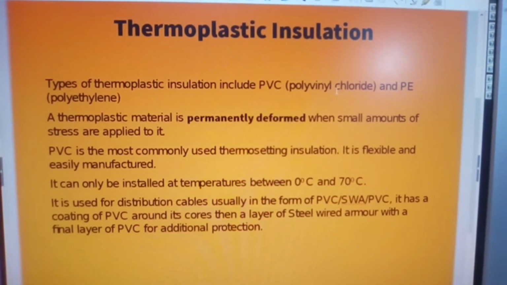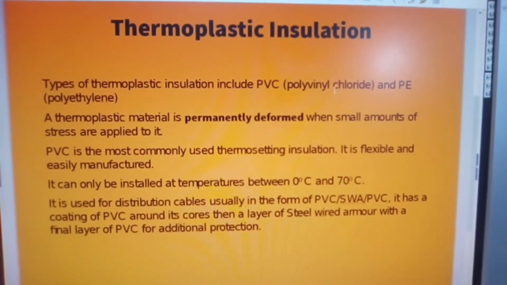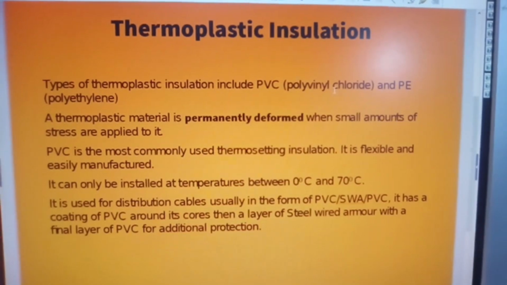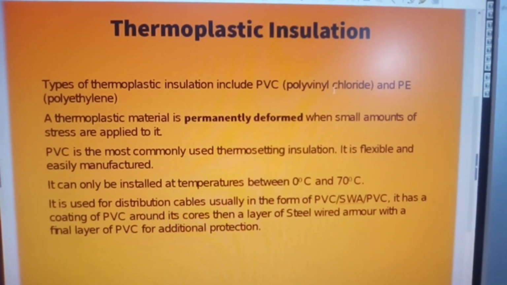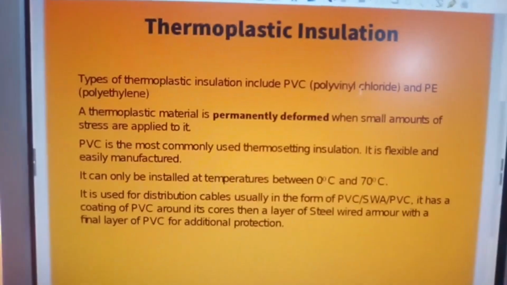It is used for distribution cables, usually in the form of PVC SWA PVC. It has a coating of PVC around its core, then a layer of steel wire armour with a final layer of PVC for additional protection.